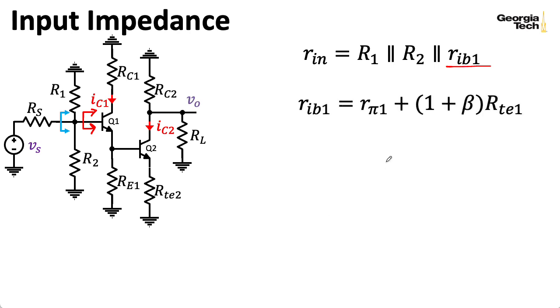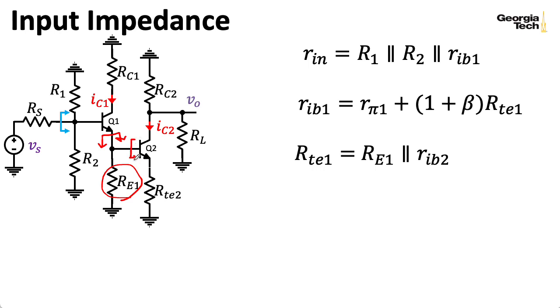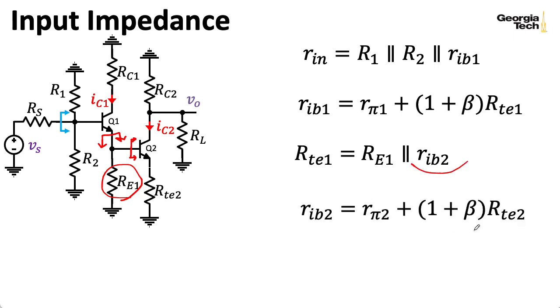What is RIB1? Well, that's expressed in terms of the Thevenin equivalent resistance seen looking out of the emitter. So what's RTE1? Well, for that, we're going to have a parallel combination of RE1 with the Thevenin equivalent resistance seen looking into the base of Q2. That's RIB2. Well, that's expressed in terms of the Thevenin equivalent resistance seen looking out of the emitter of Q2, which here is that RTE2. And then we're finally done.